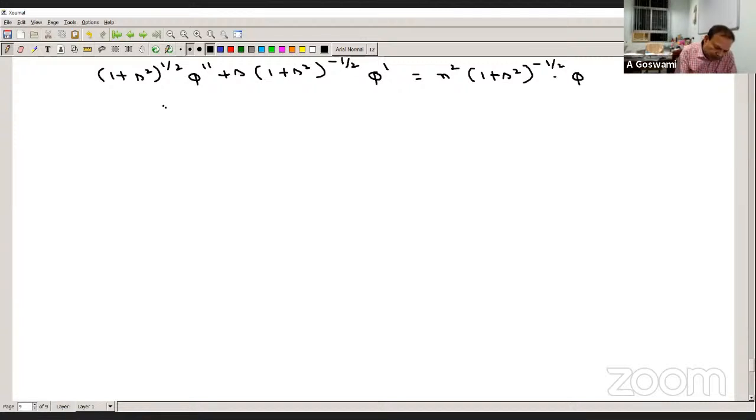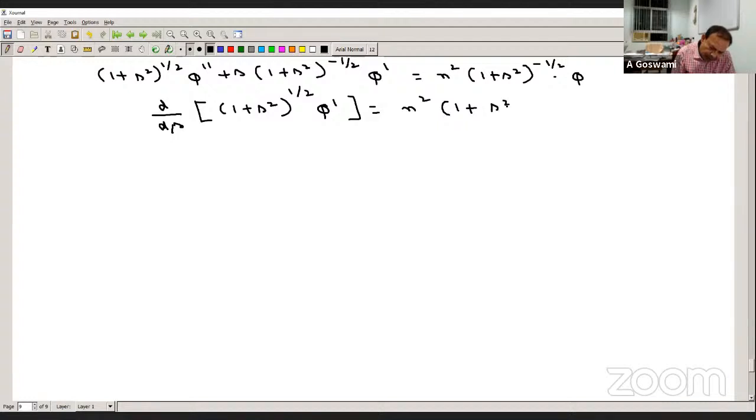So that you can write down d/ds of this, you can write down (1 + s^2)^(1/2) φ', this term, left hand side term. The right hand side term will remain as it is, n^2 (1 + s^2)^(-1/2) φ. So now it is a function of φ and this one.